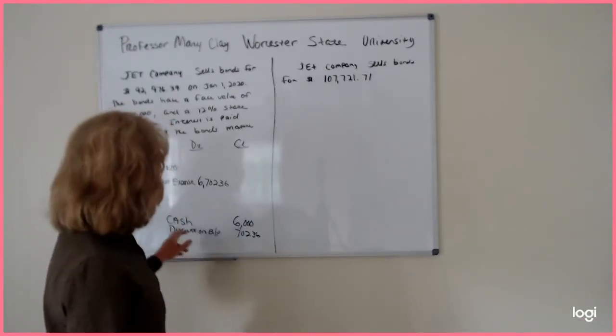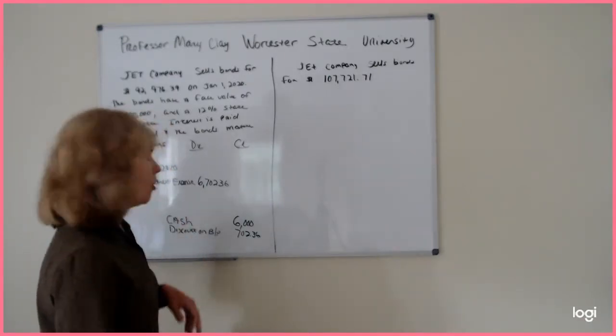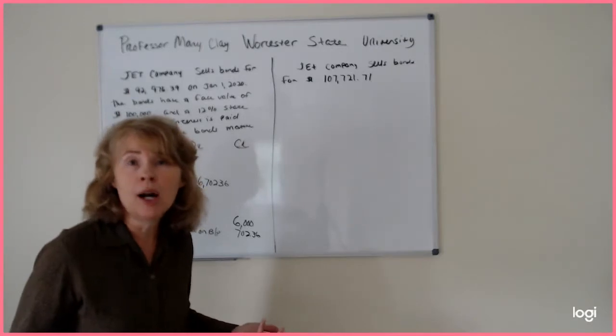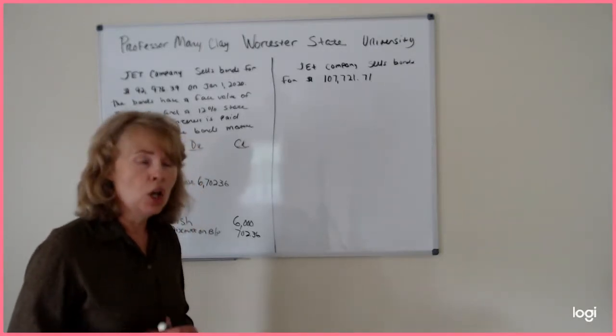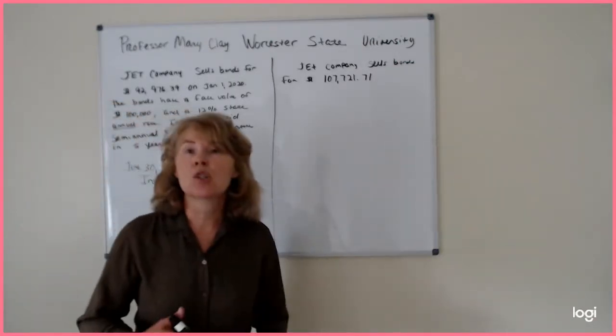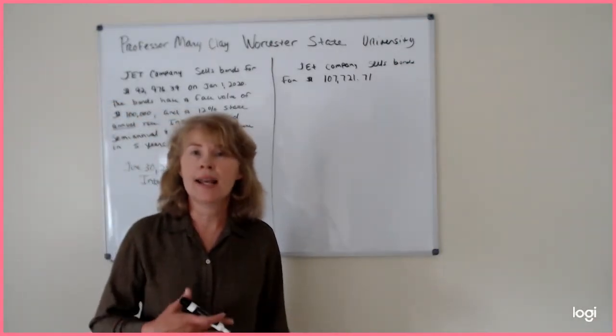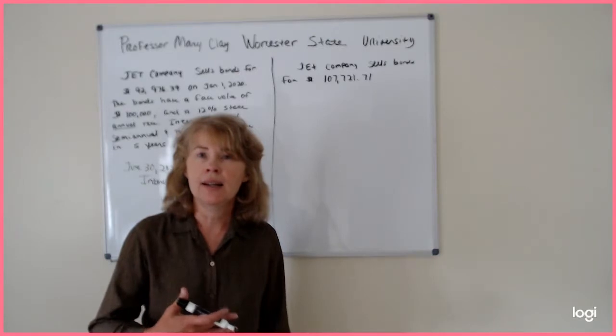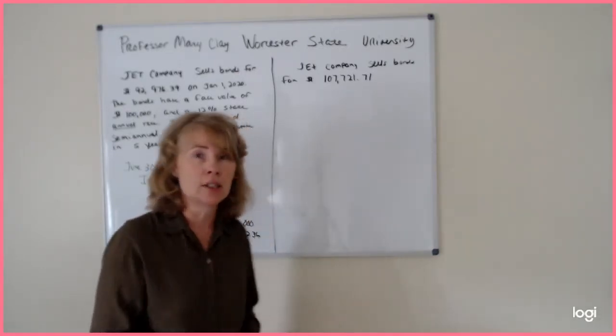Make sure you're understanding or you'll get it wrong. So if you debited discount on bond payable, you're going to be wrong. So make sure you understand. You're decreasing the discount on bond payable. That's why you're crediting that account. It's a contra liability. To decrease it, you're going to credit.